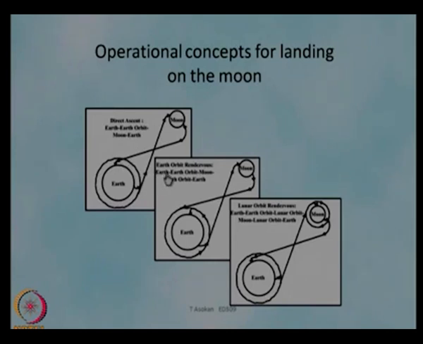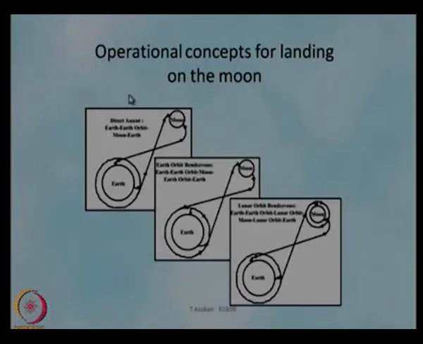Or we can have an earth orbit rendezvous, where the earth orbit will be the first stage, and then it will go directly to the moon and land on the moon, then take off from the moon, go one round around the earth, and then land on the earth. This is another possibility, another concept which can be employed. Or the other one is lunar orbit rendezvous, where, along with the earth orbit, it will go one round around the moon's orbit, then come back to land on the moon, then take off from the moon and come back to the earth. So, these are the different operational concepts for landing on the moon.